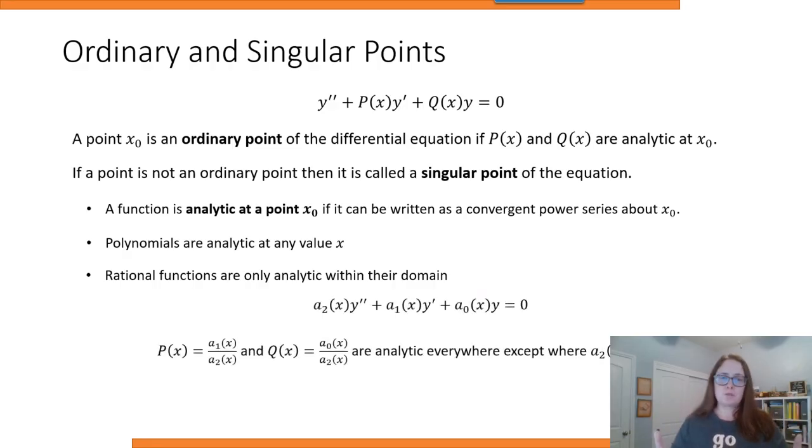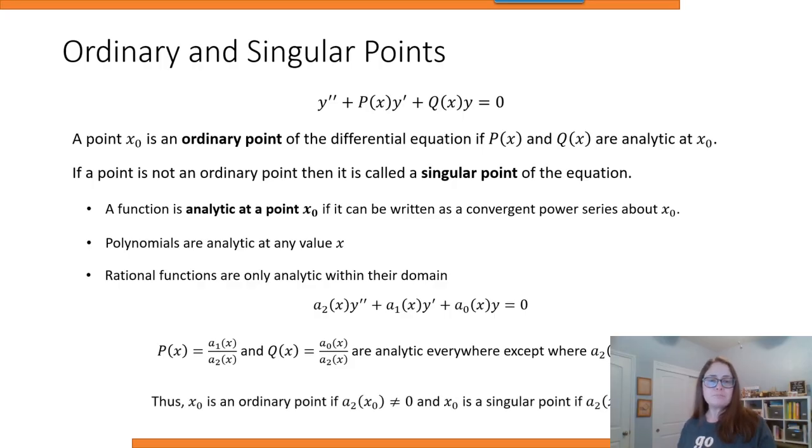So let's say I started out with a differential equation that wasn't in standard form, where I have a leading coefficient on my y double prime of a2 of x. If I was going to put this into standard form, I would divide all the coefficients by a2, which would give me a p of x of, say, a1 over a2 and q of x of a naught over a2. And so these would only be analytic when a2 is not equal to 0. Something to keep in mind when you're looking at these kinds of problems: if a2 equals 0, then that's a singular point. So x naught is an ordinary point if a2 is not equal to 0, and x naught is a singular point if a2 at that value is equal to 0.